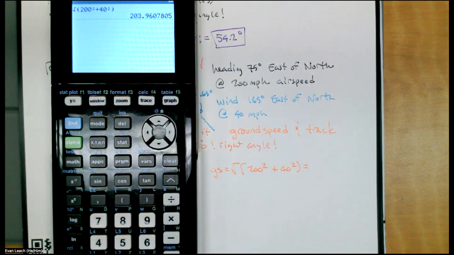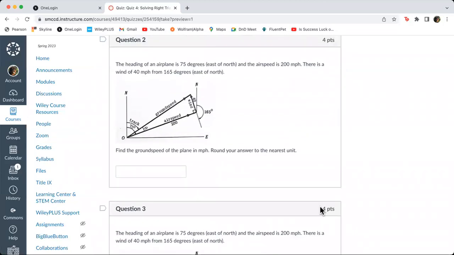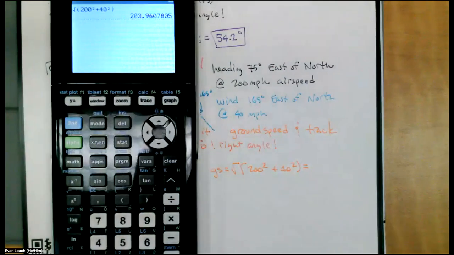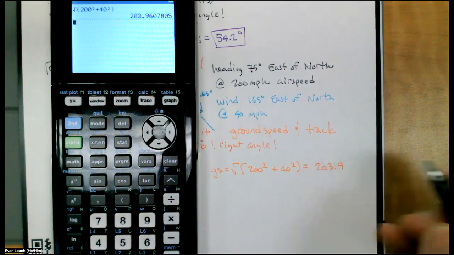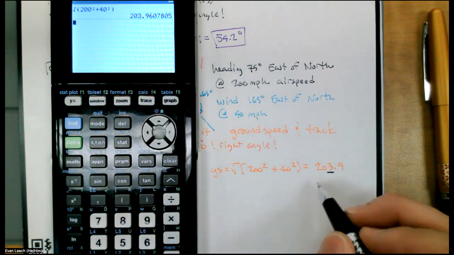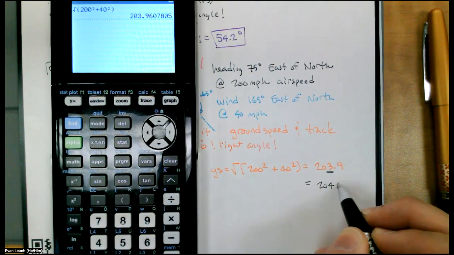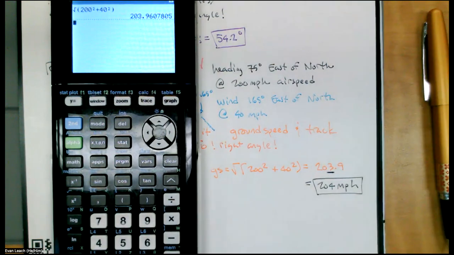I forgot where we were rounding it. By unit? Oh, ground speed, round to the nearest unit. So we want to round the 203.9. I'm just writing digits down because I'm doing this to round. 3 is where I want to round, so I'm going to write this as 204 miles per hour. We're deciding between 203 and 204. Since it's 203.9, we're closer to 204. That's the nearest unit.